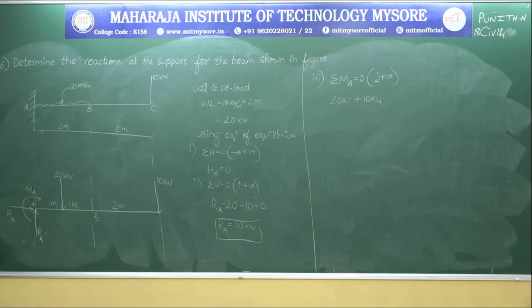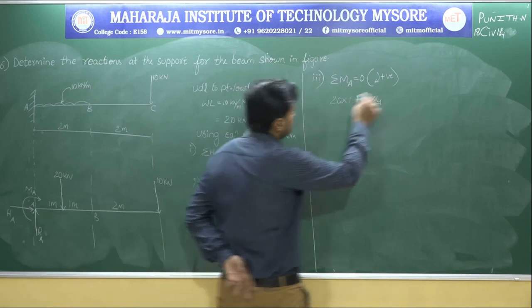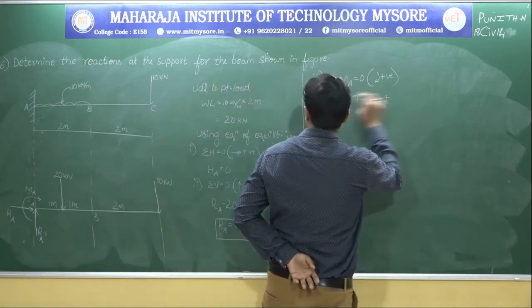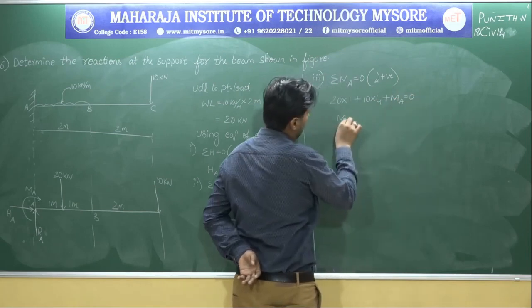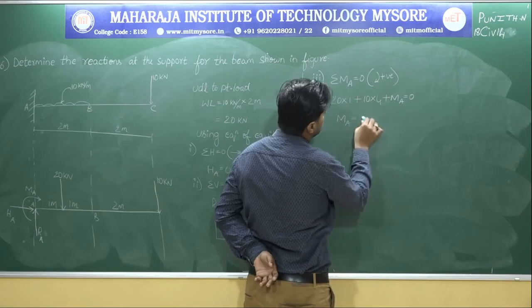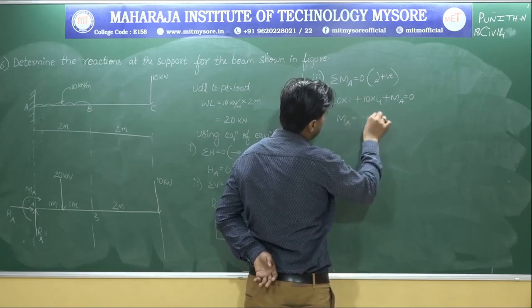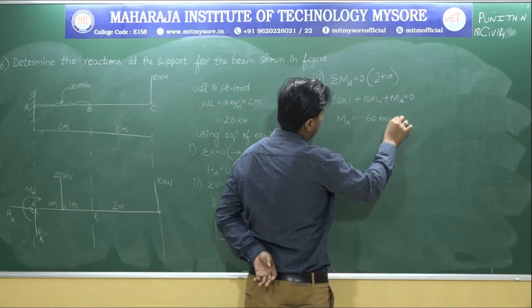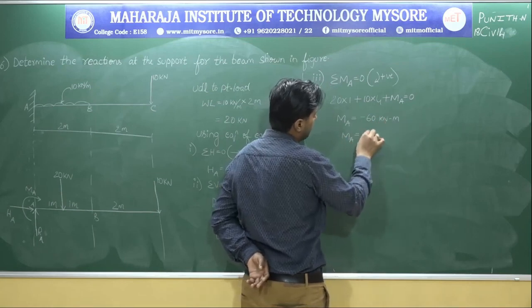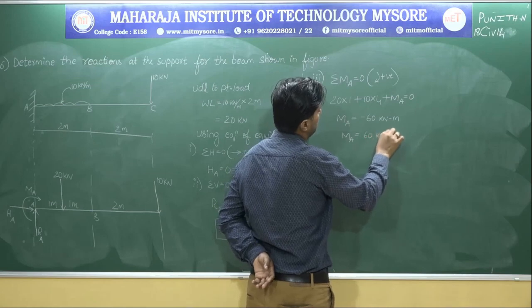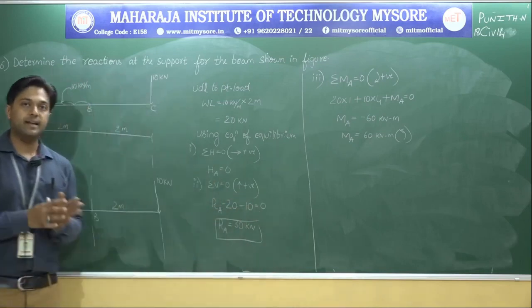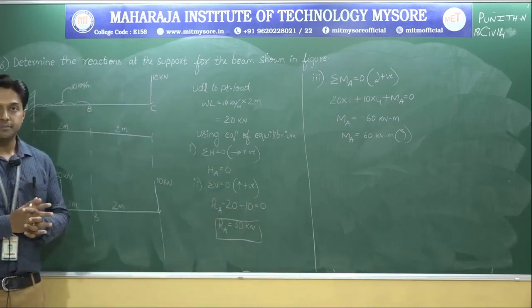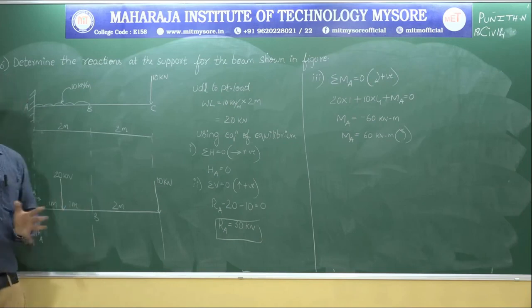So what is the value of the pure moment? I have assumed it as clockwise, so it is plus MA is equal to 0. So MA is minus 20 minus 40, so minus 60 kilonewton meter, or else I can say MA is equal to 60 kilonewton meter in anti-clockwise direction. If you mention it like this, that is more than sufficient. Any doubts here? We have completed 3 problems in this class.